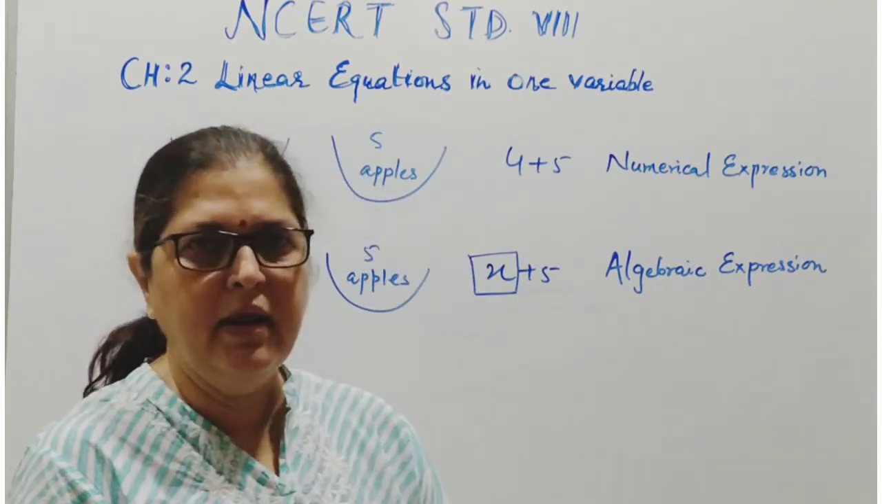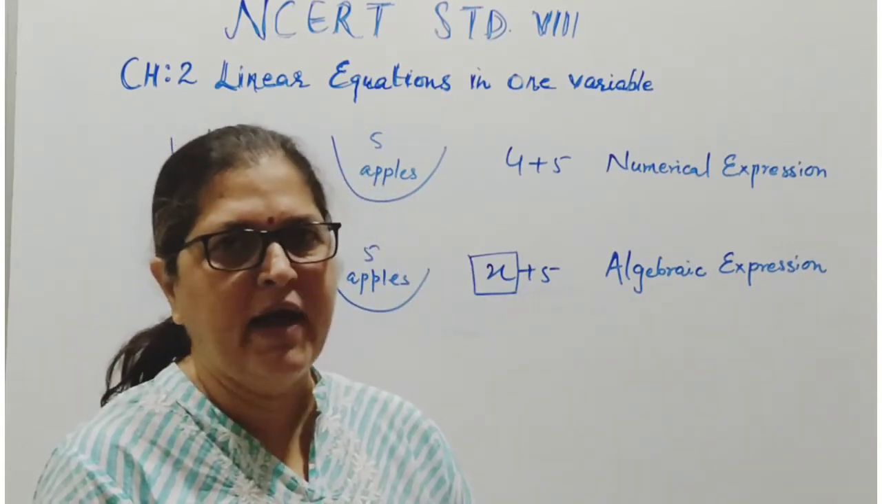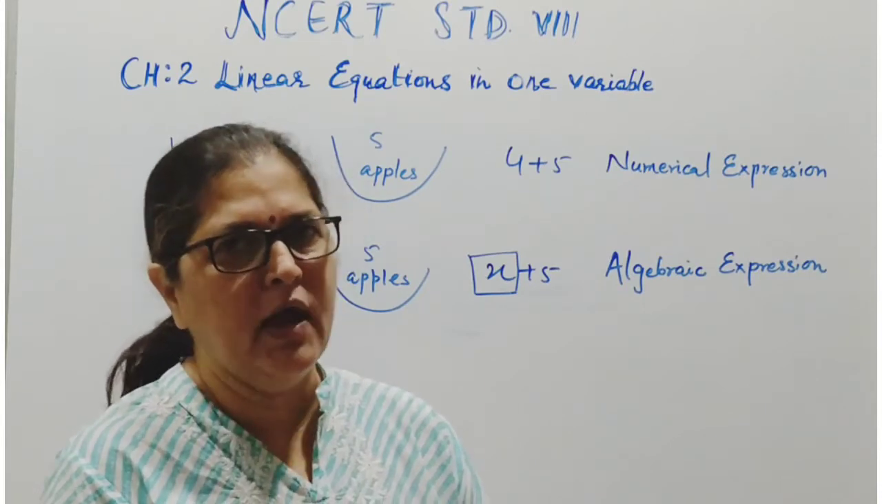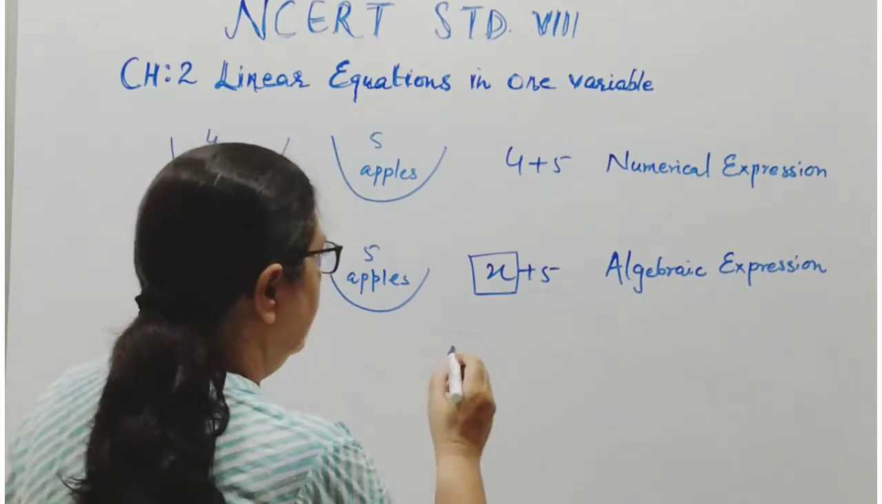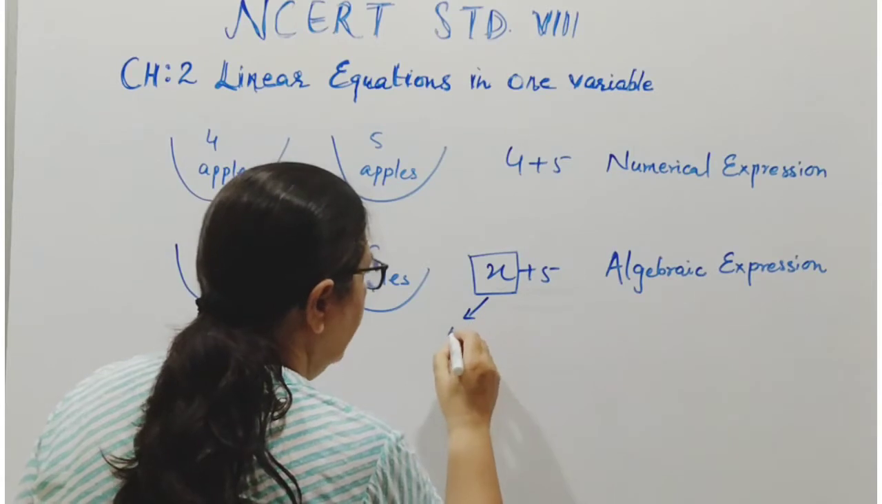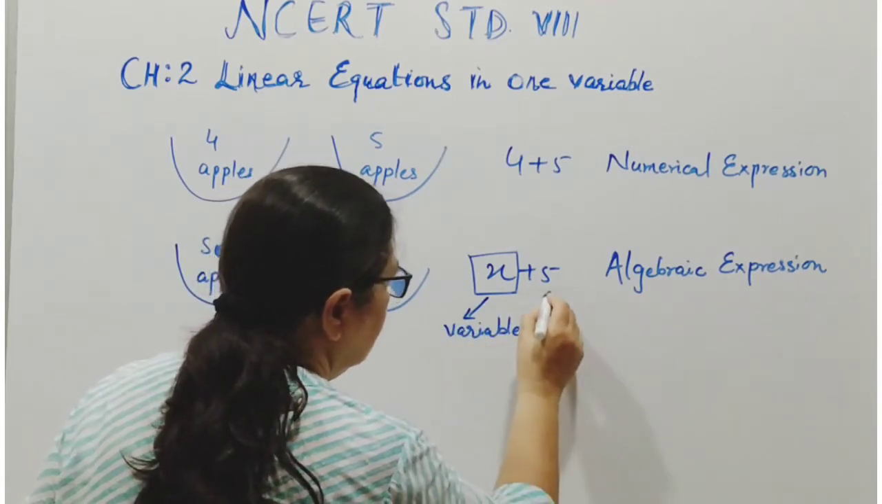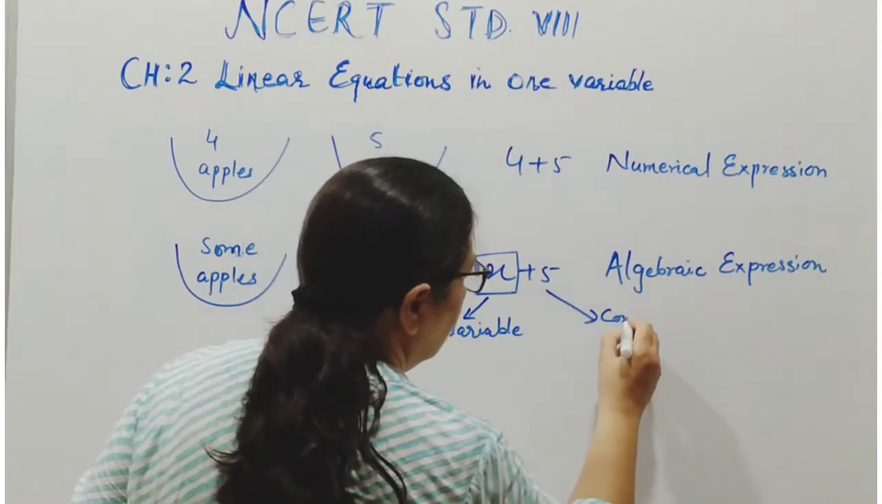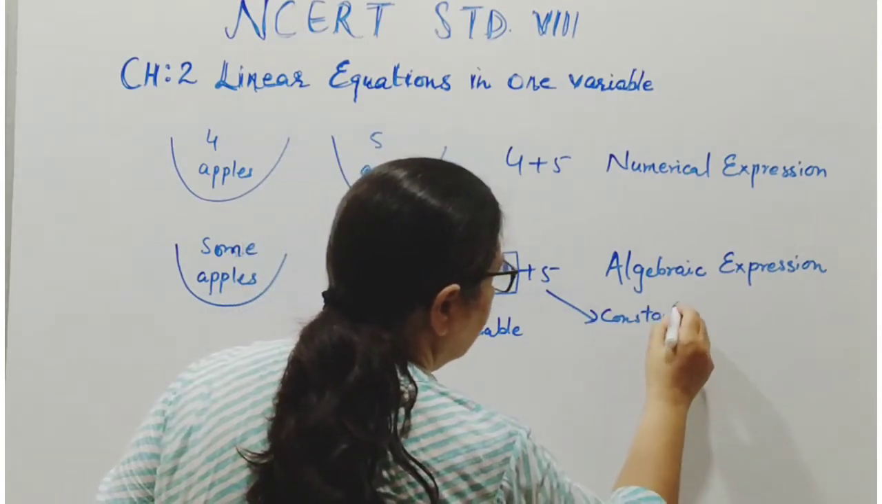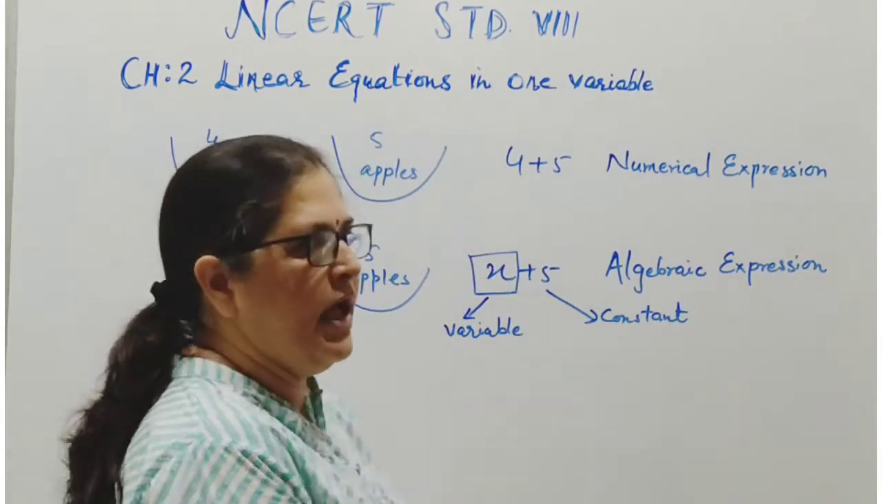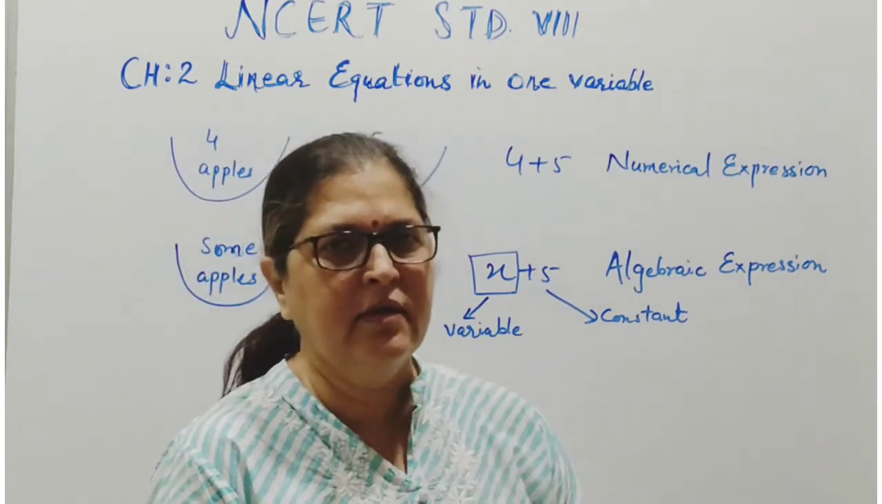What is a variable? The quantity whose value is not fixed is known as a variable. So this is a variable. It can take any value. This is a constant because the value of 5 does not change.